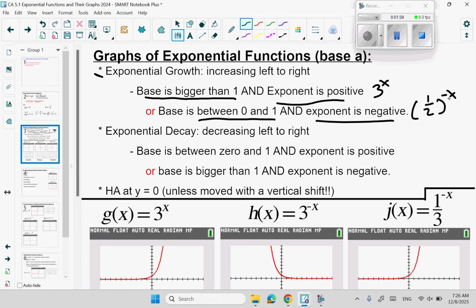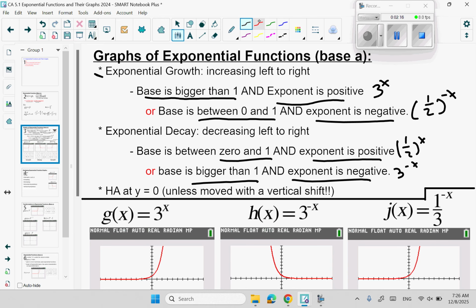It's decaying when the base is between 0 and 1 and the exponent is positive. So, 1/2 to the positive x. Or the base is bigger than 1 and the exponent is negative. So 3 to the negative x. So just some slight tweaks here.